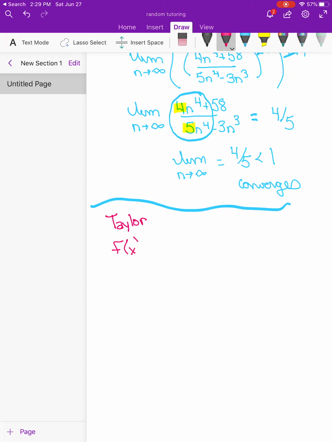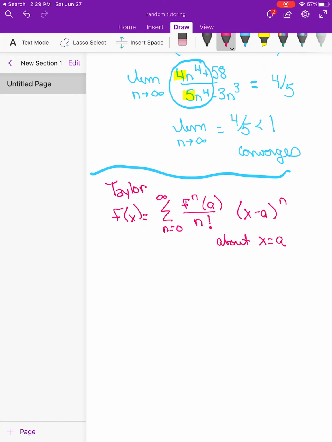So you have this general formula: the sum from n equals 0 to infinity of f to the n of a over n factorial times (x minus a) to the n. And this is about x equals a. A lot of the ones you're seeing are about x equals 0, and if it is about x equals 0, it's a Maclaurin series. I don't know how you spell it, but you may have heard of that too.